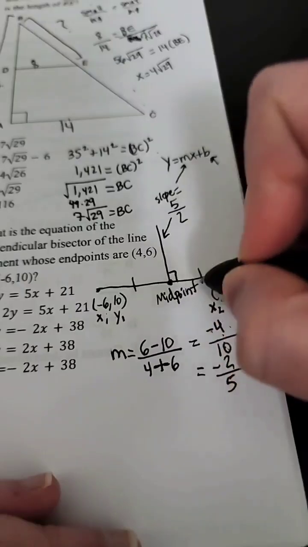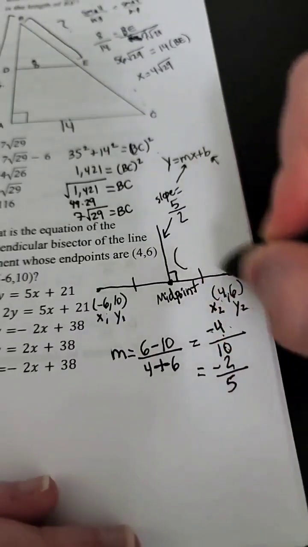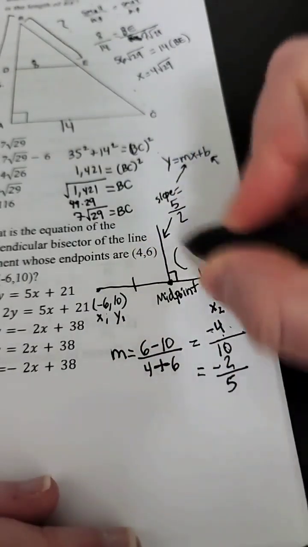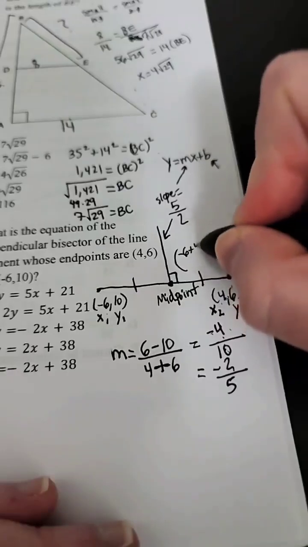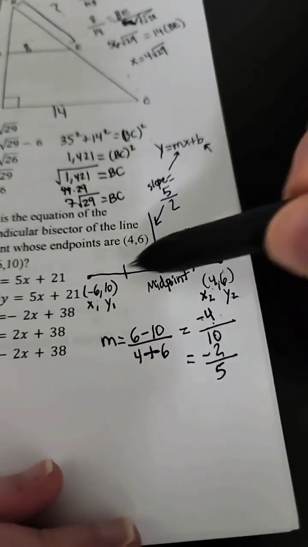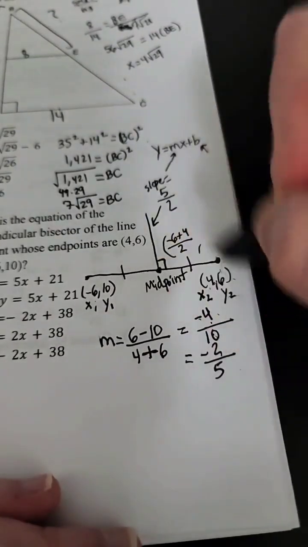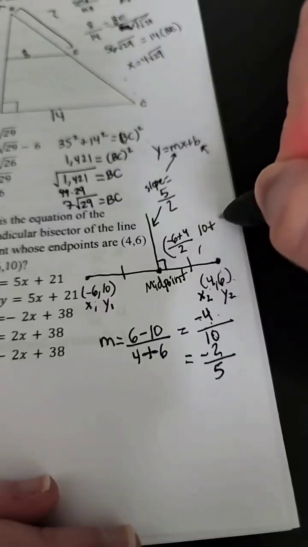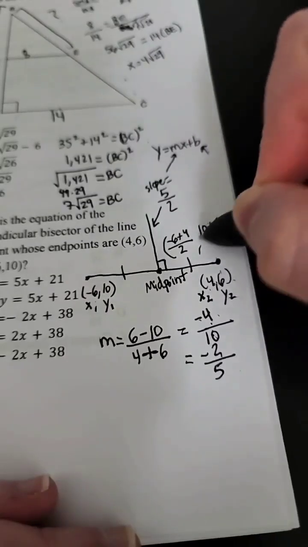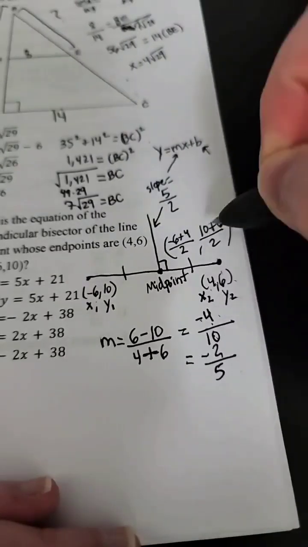So if you want the midpoint, remember the midpoint formula is that you add up the x's of the endpoints, so -6 plus 4, and you divide by 2. And then you do the same thing with the y's. You add up 10 plus 6, which is 16, and then that's just going to be halfway through.